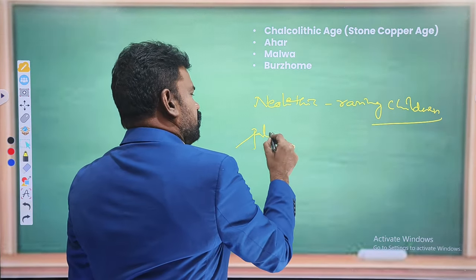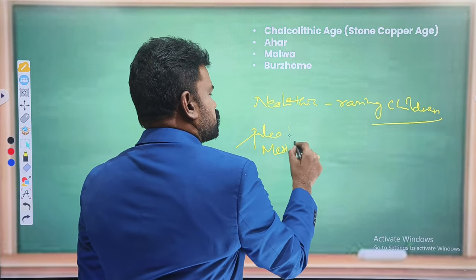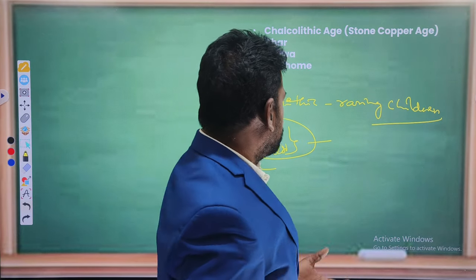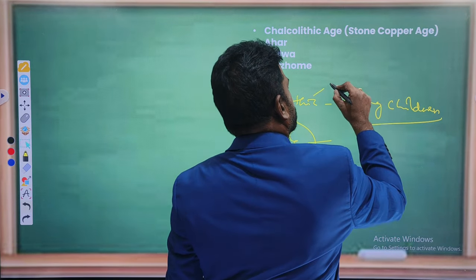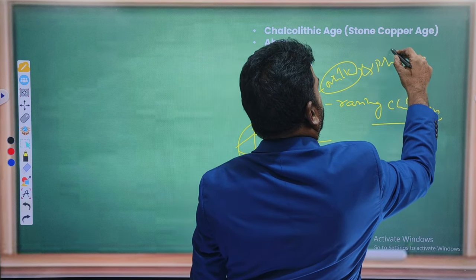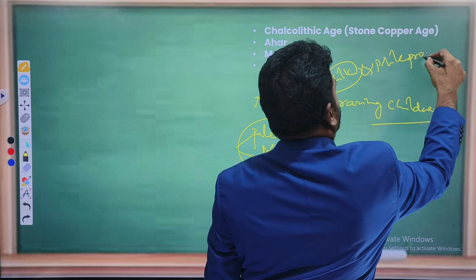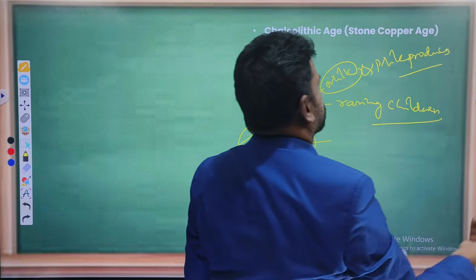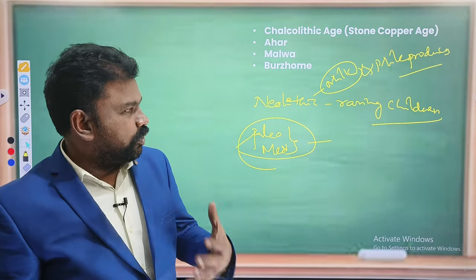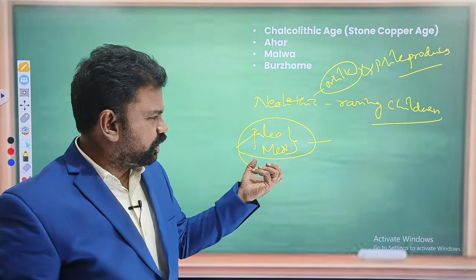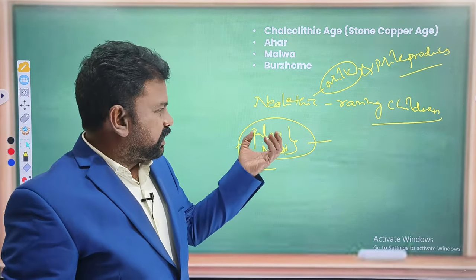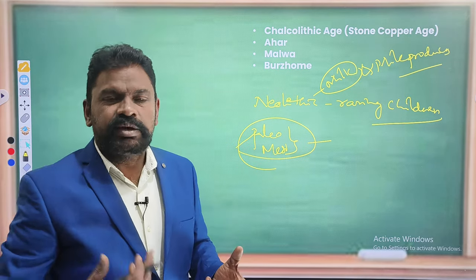In the Paleolithic and Mesolithic periods, they did not know how to rear children. Here in the Neolithic period, they started milk and milk products, which were given to the children, so children lived longer. In the Paleolithic and Mesolithic periods, people died of malnutrition. They had no idea of rearing children.